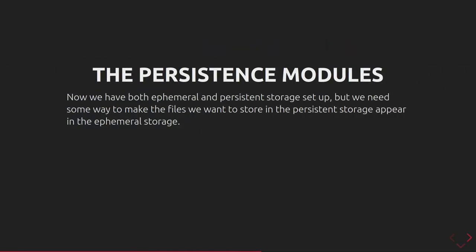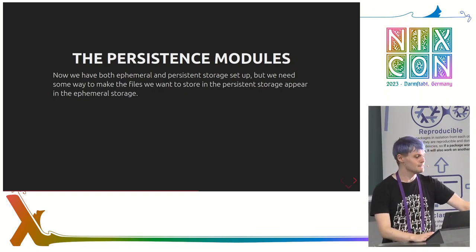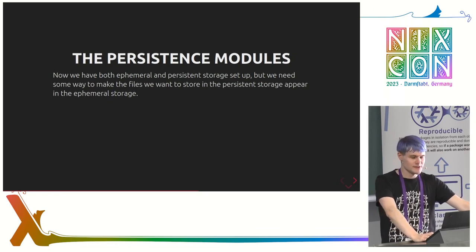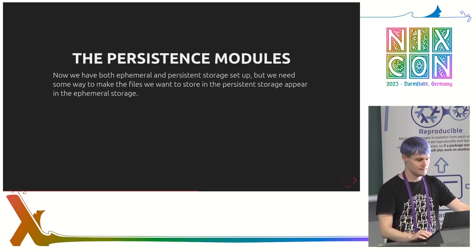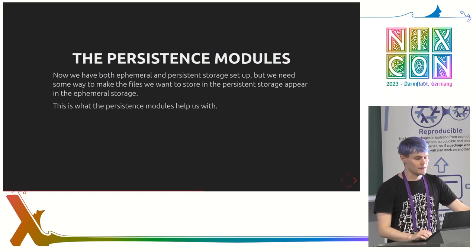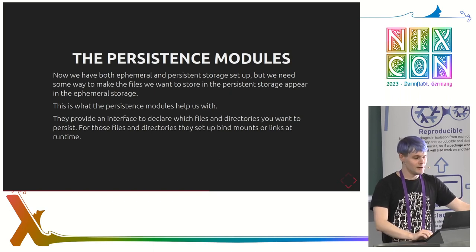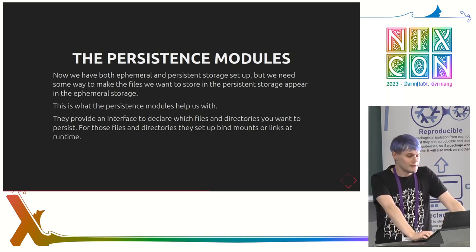And then we have the persistence modules, which is where the project sort of comes in. Now that we have the ephemeral and persistent storage set up, we need some way to make the files that we want to store in the persistent storage appear in the ephemeral storage. So create links between them, basically. And this is what the modules help us with. They provide an interface to declare which files and directories you want to persist. And for those files, they set up bind mounts and links at runtime.